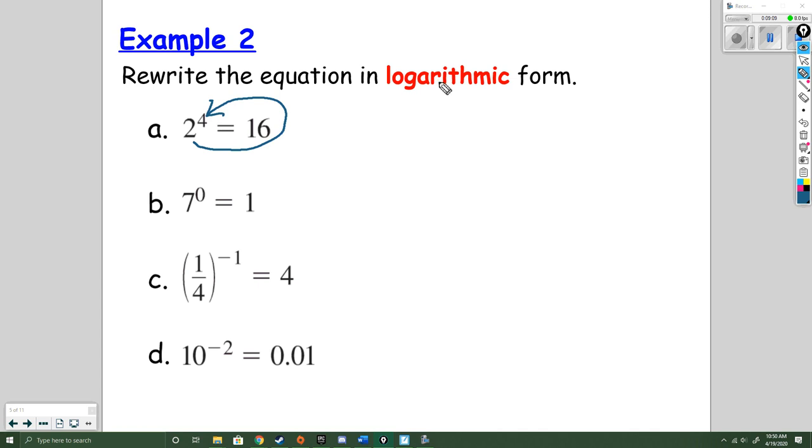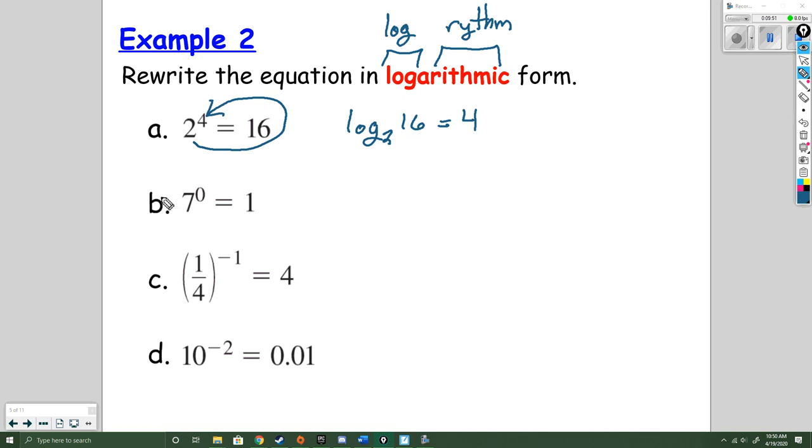Now, of course, if we're going to write it in logarithmic form, and by the way, just to pronounce this, it's just log and then rhythm. Logarithmic. So if we're going to write this in logarithmic form, we need log there. And then we're going to start with 2, and that's our base. Notice how we write that base: it's a little bit below log, kind of like a subscript, and it's a little bit smaller, just like a subscript. All right, so log base 2 of 16 equals 4.